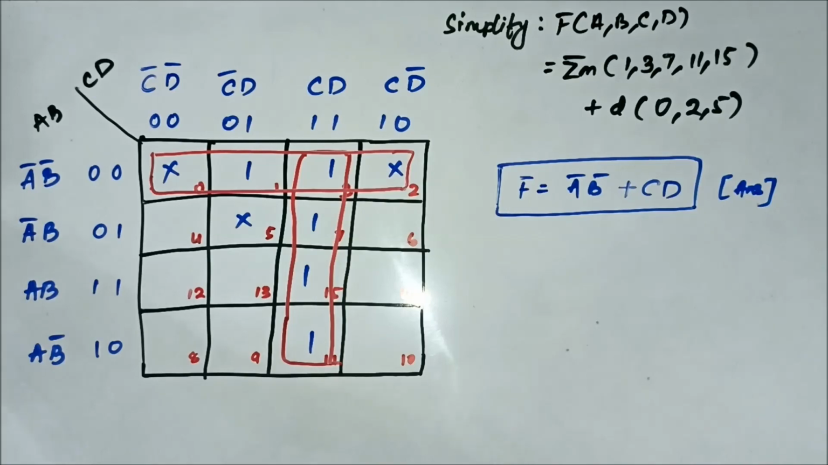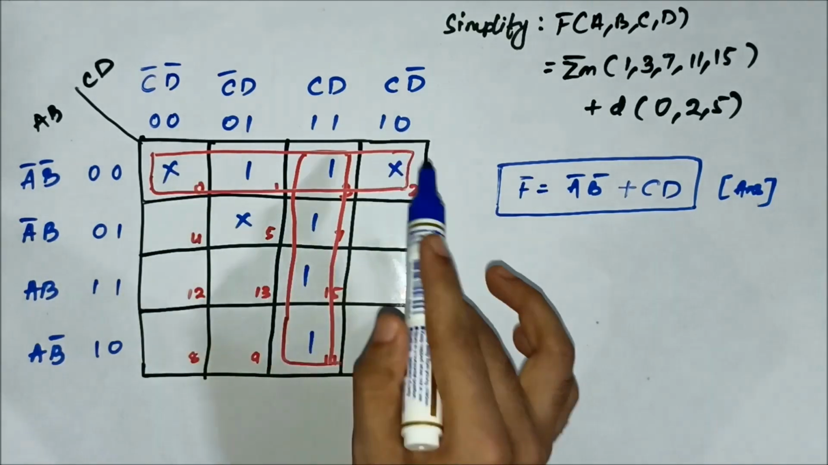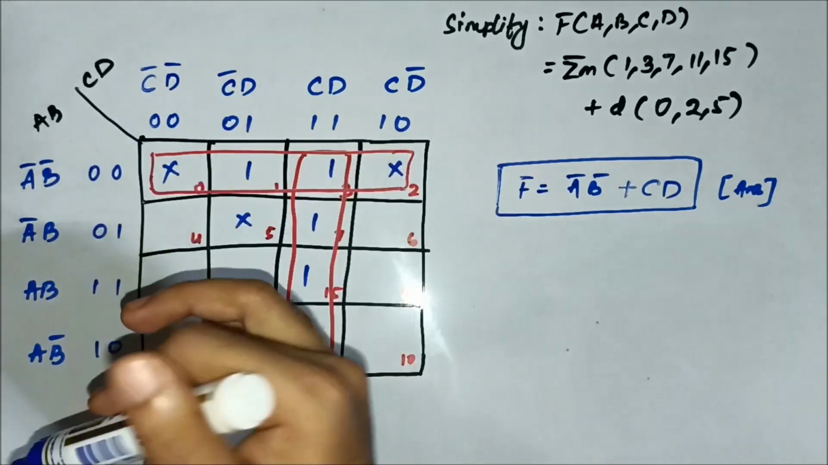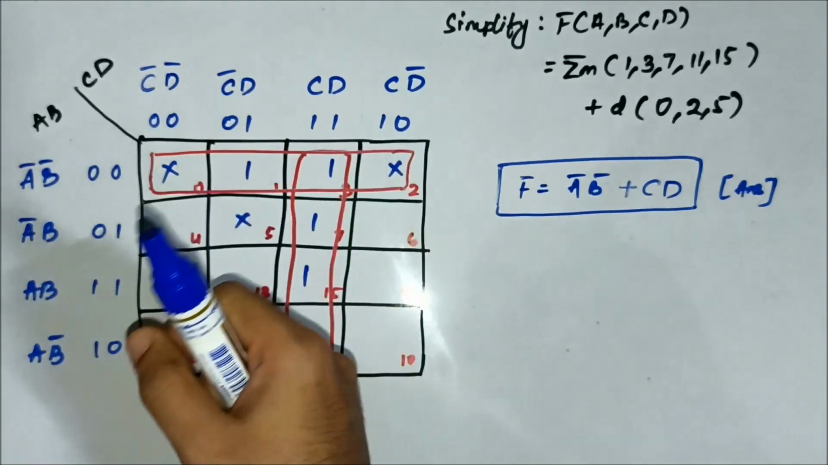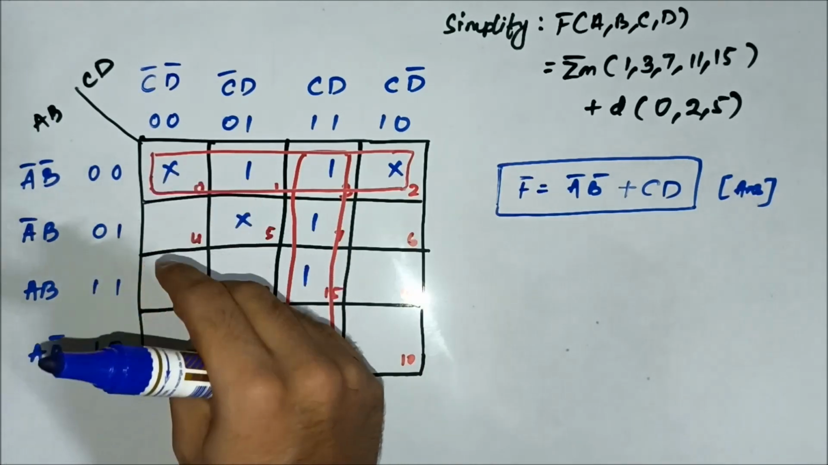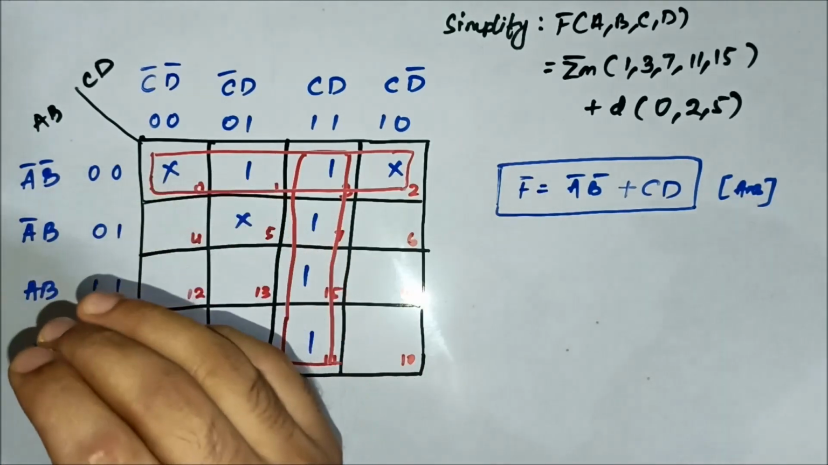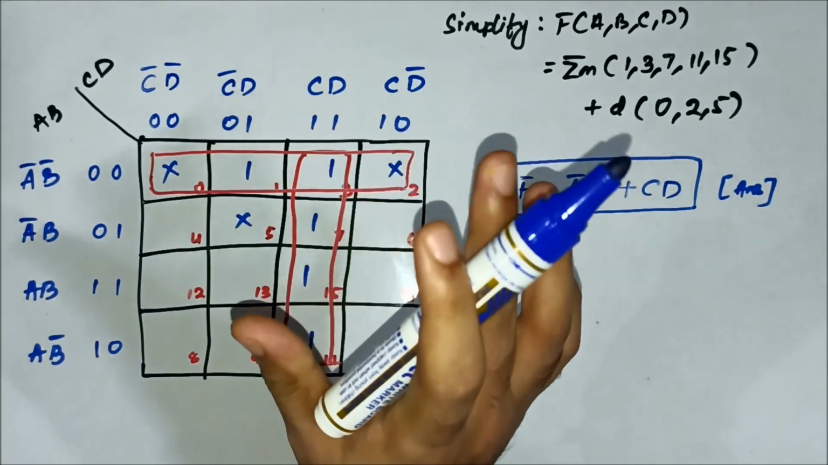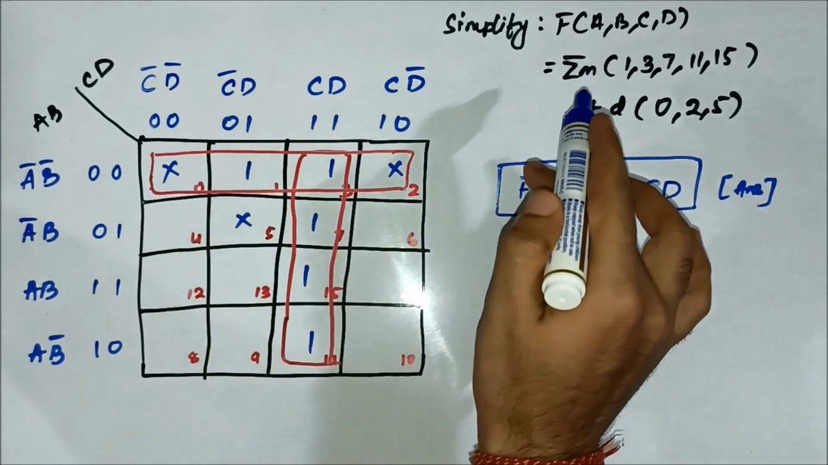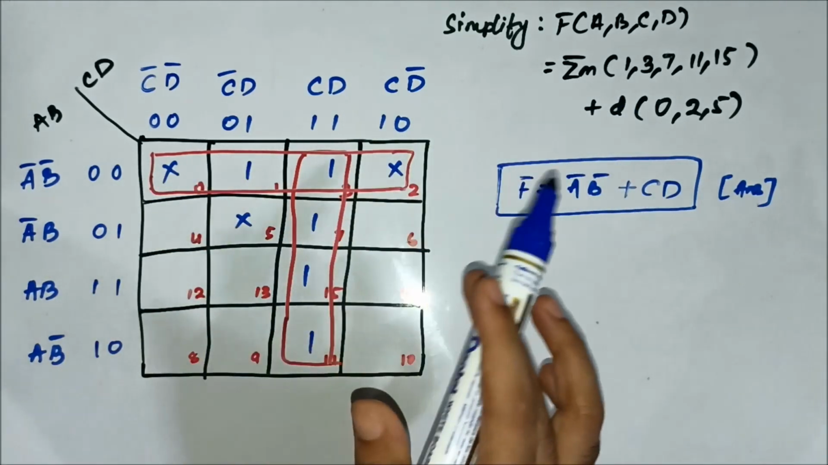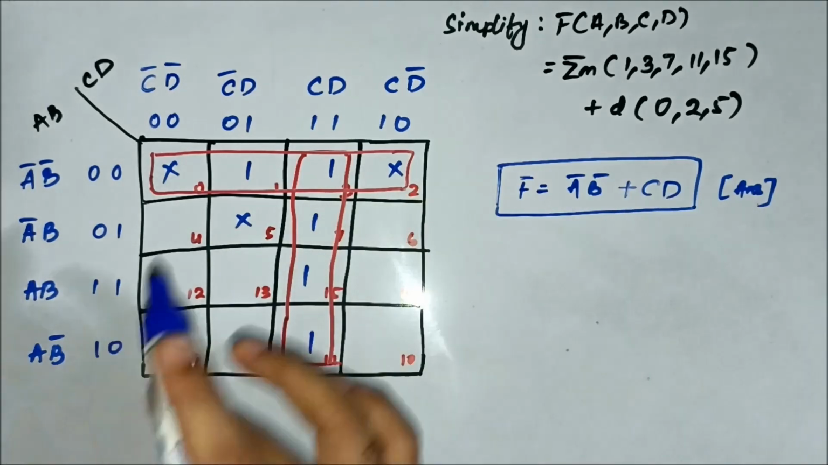So always remember this point. If an X marked cell is left behind, don't form another group, be it a pair, quad, octet, anything, to include that X marked cell. If it is left behind, then left behind. It is important to cover all the 1 marked cells for SOP and 0 marked cells for POS with the help of the X marked cells, under groups.